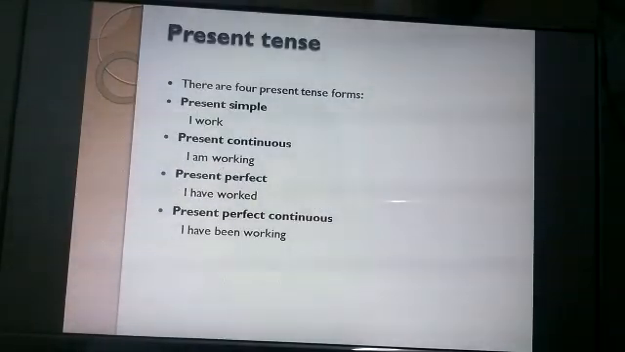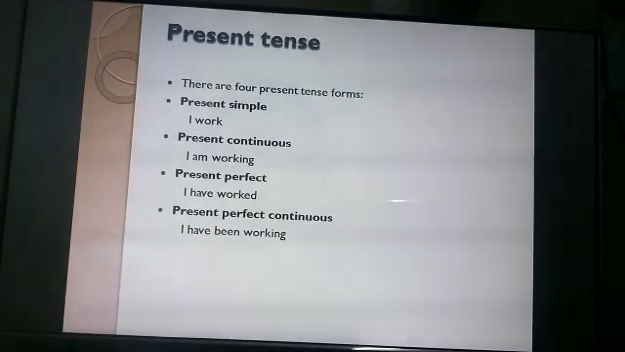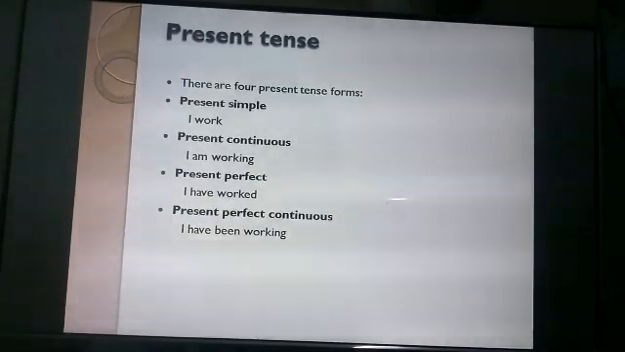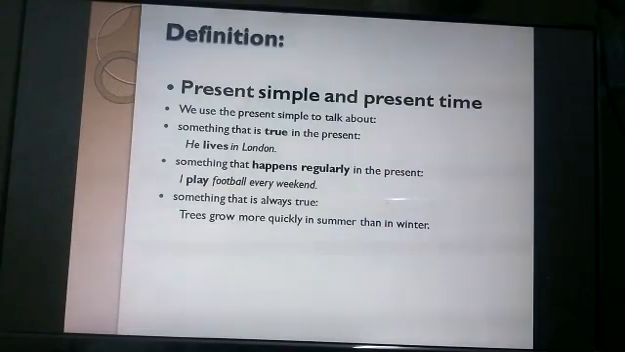Now further, present tense can be divided into four types: present simple, continuous, perfect and perfect continuous. When we look at the examples given, I work, I'm working, I worked and I've been working. So here we'll be studying only the first one, that is present simple. Now look at the definition for this, the situations in which it will be used.